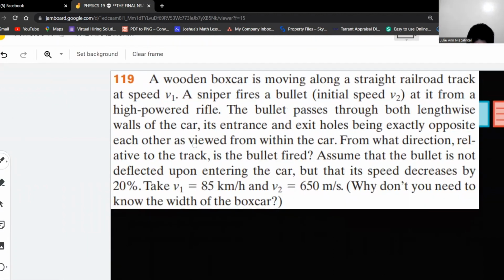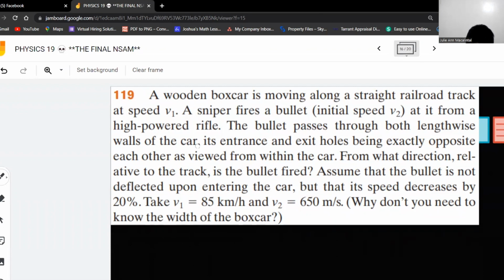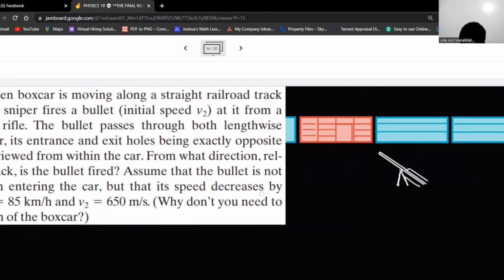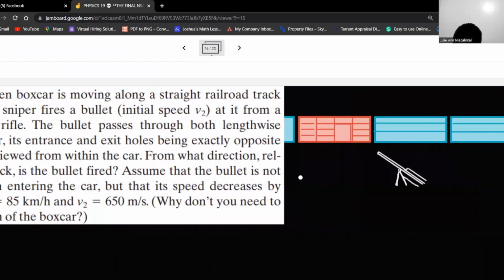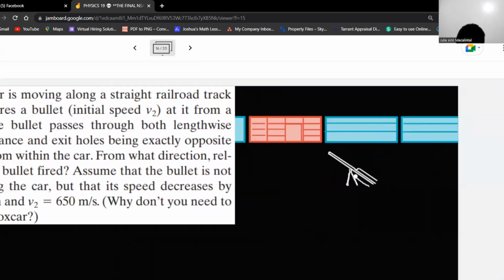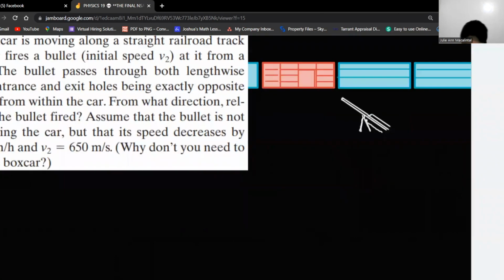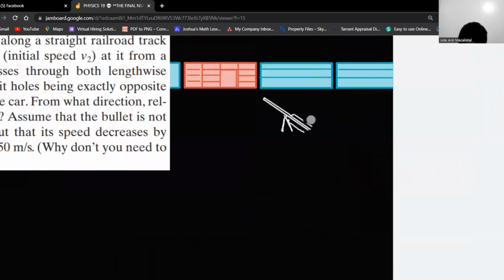The bullet. Bakit kailangan nating malaman ang width of the box cart? I mean, I think I would, but okay, sure, he knows better. There must be a reason. Pag-isipan ko rin. Moving along straight at the speed v.